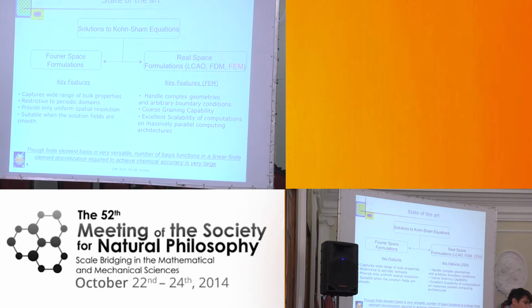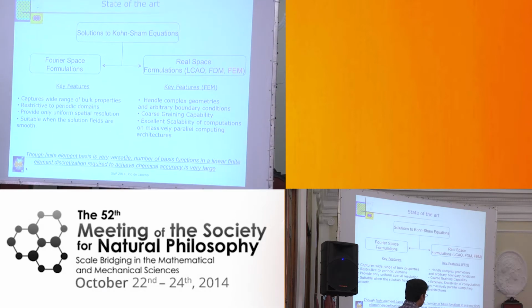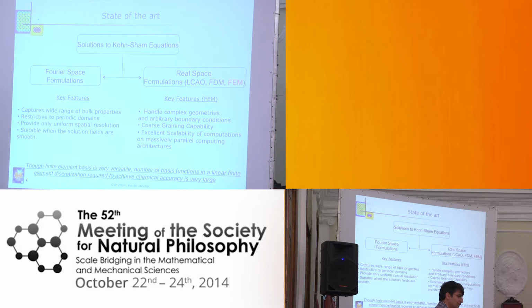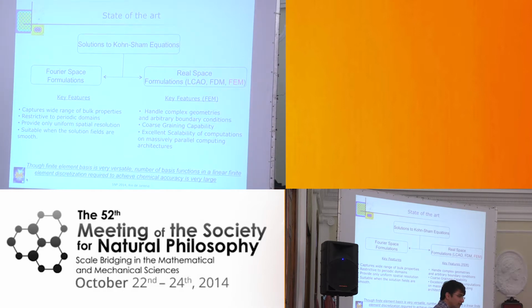And again, the ways that people have computed Kohn-Sham density functional theory previously is either by Fourier space calculation, which is the favorite basis set for the physicists, or by using Gaussian type orbitals or linear combination of atomic orbitals, which is the favorite basis set for the chemists.